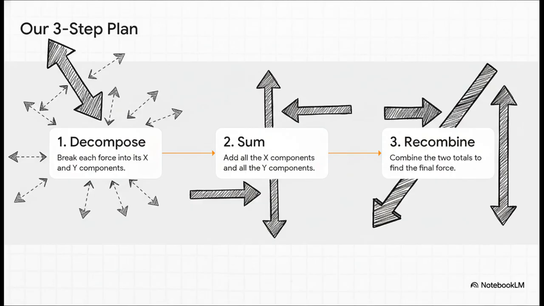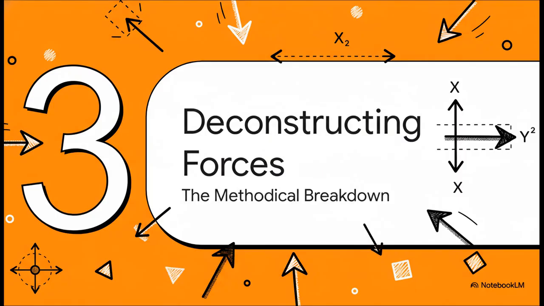First, we're going to break down each of our 4 forces into their horizontal and vertical parts. Second, we'll add up all the horizontal bits to get one total, and then do the same thing for all the vertical bits. And finally, we'll just recombine those 2 totals to find our single final answer. Simple as that, right? All right, it's time to put our plan into action. Let's do this. We're going to go through each of those 4 forces from our diagram and get step 1 done, the methodical breakdown into x and y components.